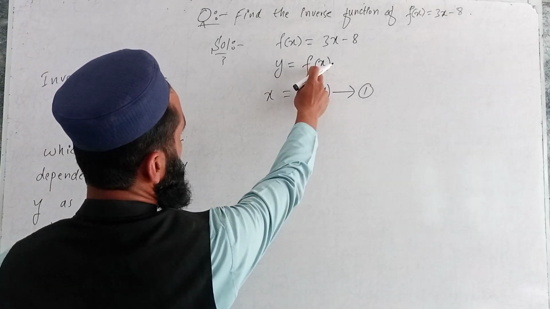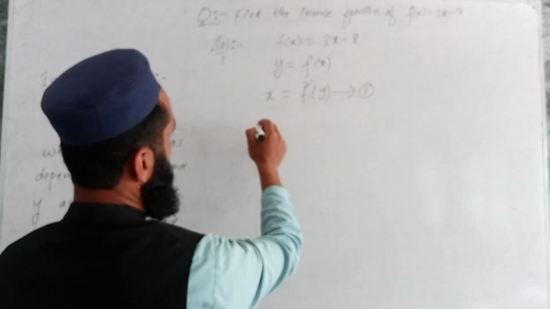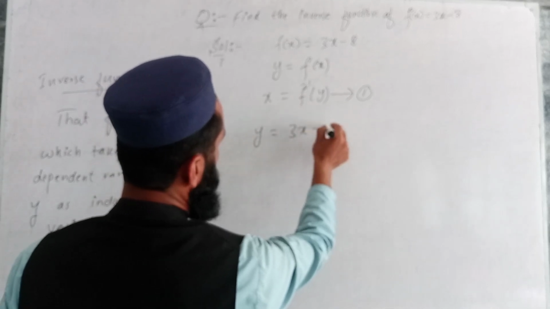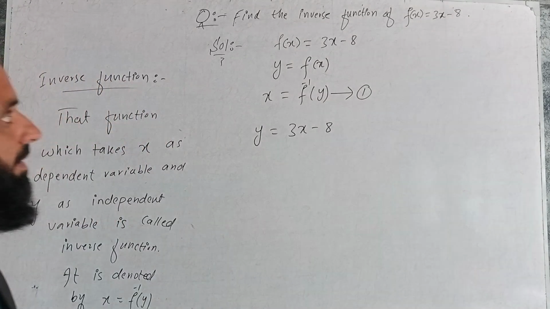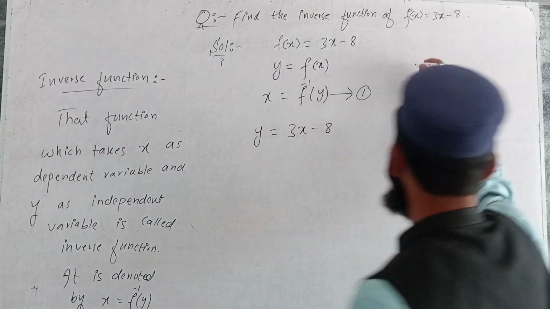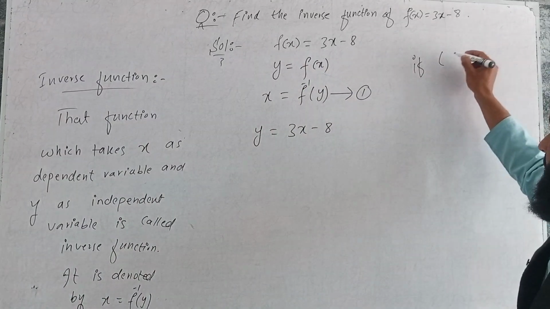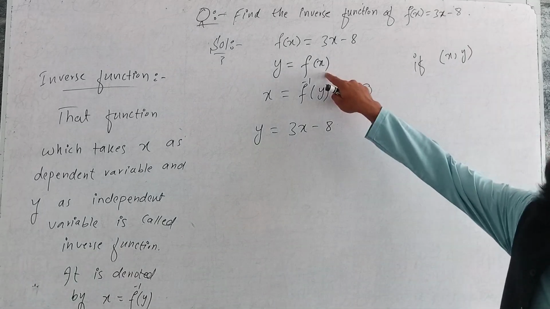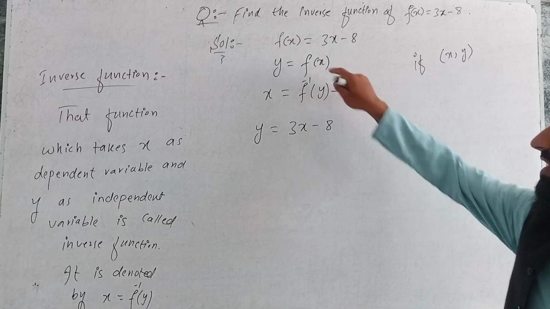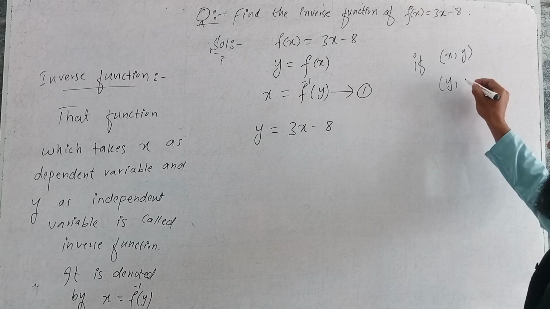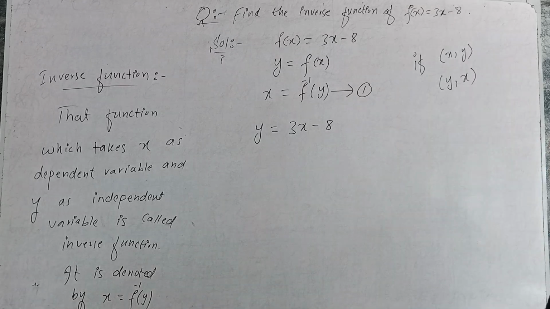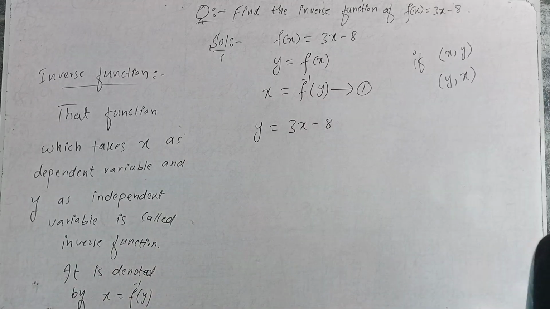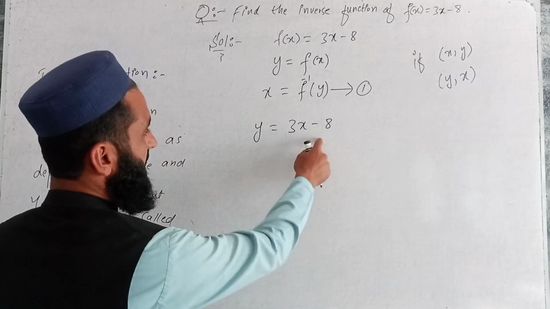So if y = f(x) = 3x - 8, then y = 3x - 8. If (x, y) is a point on the graph of f(x), then (y, x) will be the point on the graph of x = f⁻¹(y). So y = 3x - 8.